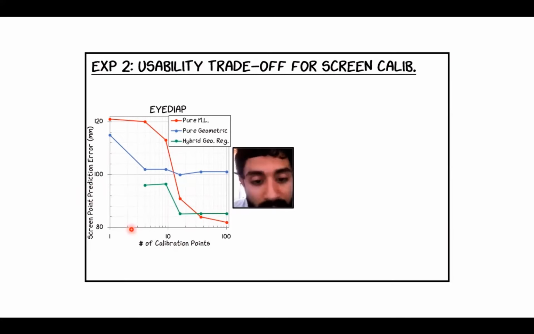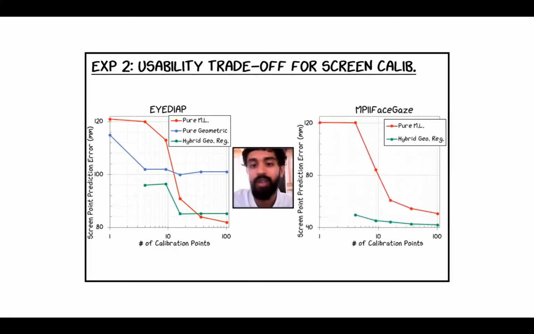In realistic scenarios, something like 15 calibration points would be the case. The results on MPIIFaceGaze datasets are somewhat similar. However, in this case, the hybrid method always performs better than the machine learning method.